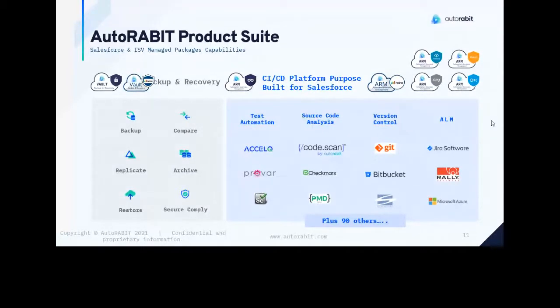Because we have built a purpose built platform, if you want to use any generic platforms along with it to integrate and work on different areas, that's possible. For example, in test automation, we have partnered with Provar, Selenium in the open source, right? So we can integrate with them. In the source code analysis space, CodeScan by AutoRABIT, which is our own product now, Checkmarx, then Apex PMD in the open source. When it comes to version control, we can integrate with Git, Bitbucket, SonarQube, Azure Pipeline, all of this. When it comes to ALM, we can integrate with Jira, Rally, Azure, all of this.